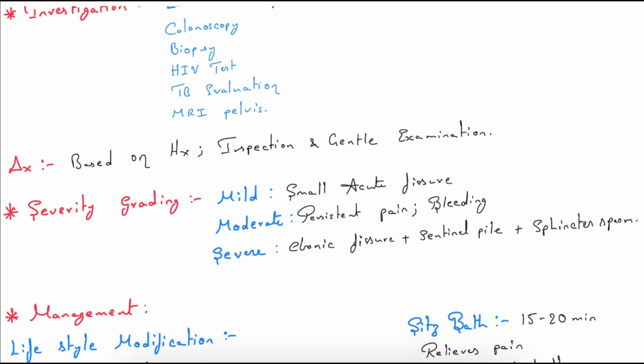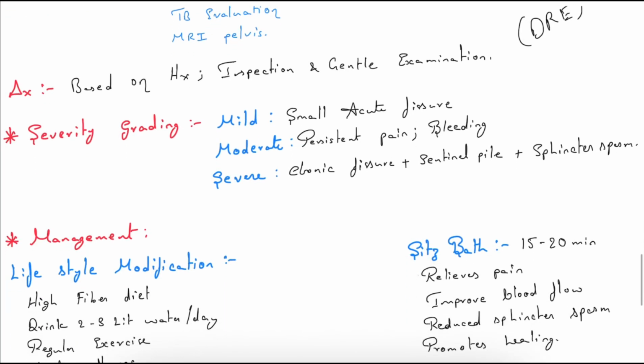In diagnosis, it is mainly clinical, based on history, inspection, and gentle examination. And we have to avoid painful DRE, digital rectal examination, in acute fissures because you are going to irritate more. That's why. So next we can see severity grading. We have a total of 3 different severity grades: mild, moderate, severe.